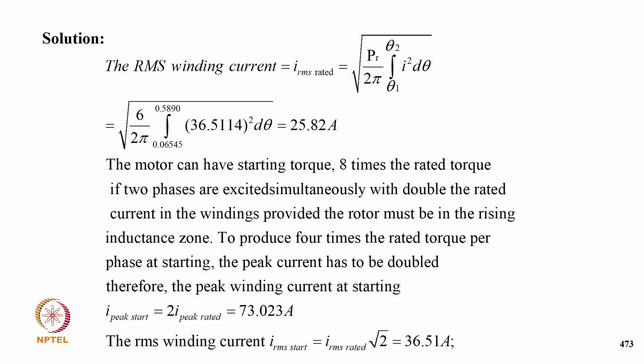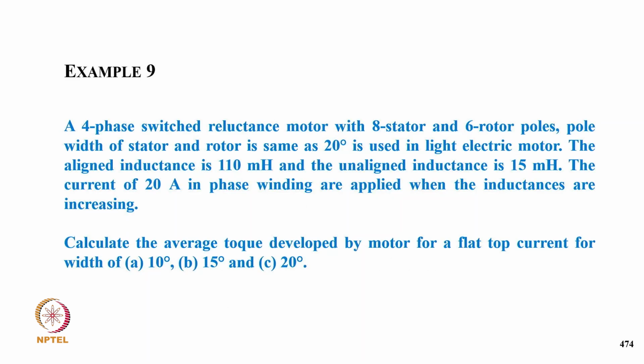So the motor can have a starting torque 8 times the rated torque if two phases are excited simultaneously. We double the rated current in the winding, provided the rotor is in the rising inductance zone, to produce 4 times the rated torque per phase at starting. The peak current has to be doubled. Therefore, the peak winding current is I_P equal to 2 I_P equal to 73.03, and the RMS winding current is I_RMS into root 2, that is 36.51 ampere.